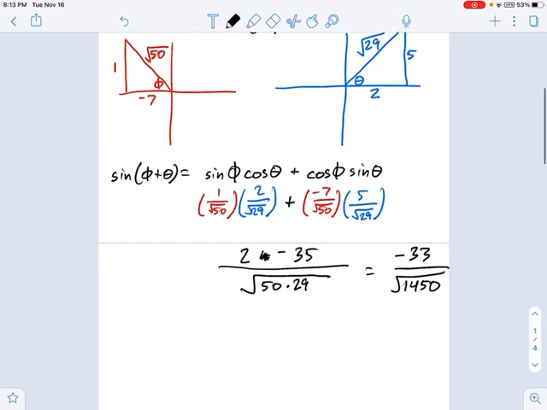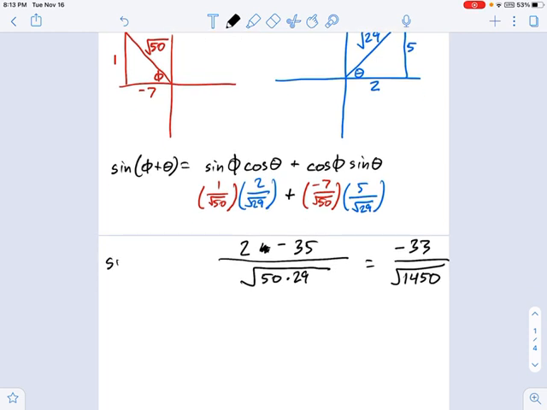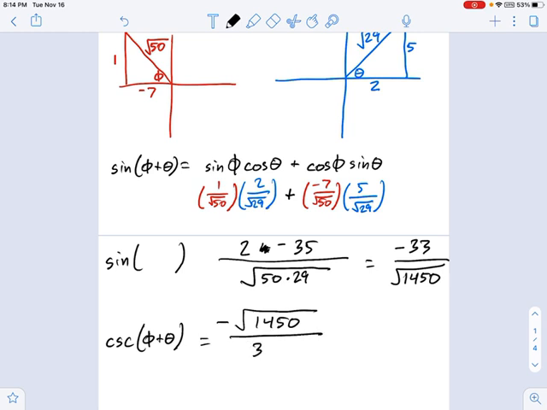And now, remember, that's sine of the angle, and I wanted cosecant of phi plus theta, which means we just flip that fraction upside down, and we're done. Okay, that's going to be the square root of 1450. I really think that could be simplified. I'm sure of it. But for now, I'm just going to say this, and if you want to simplify that radical, see what that can turn into, maybe factor it into a factor tree. I think 25 is a good idea to try. You could simplify this a little more.